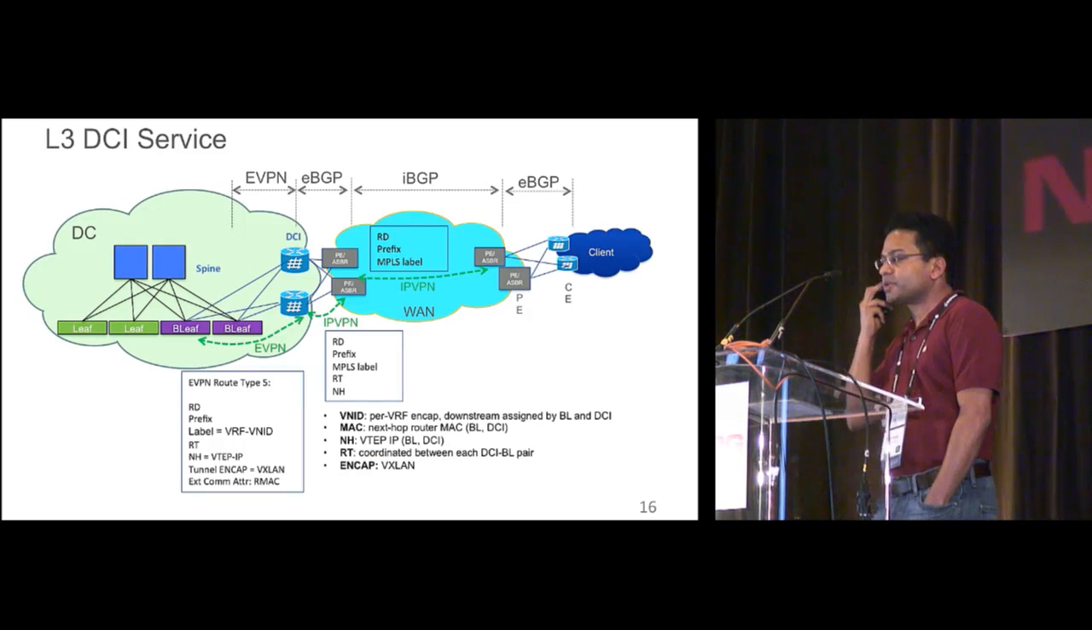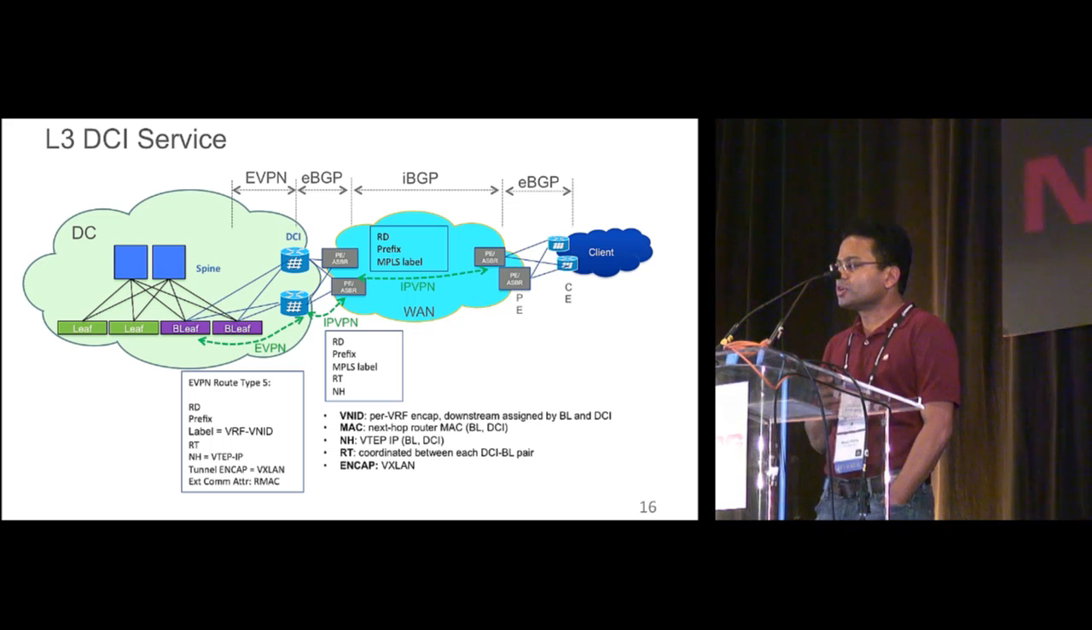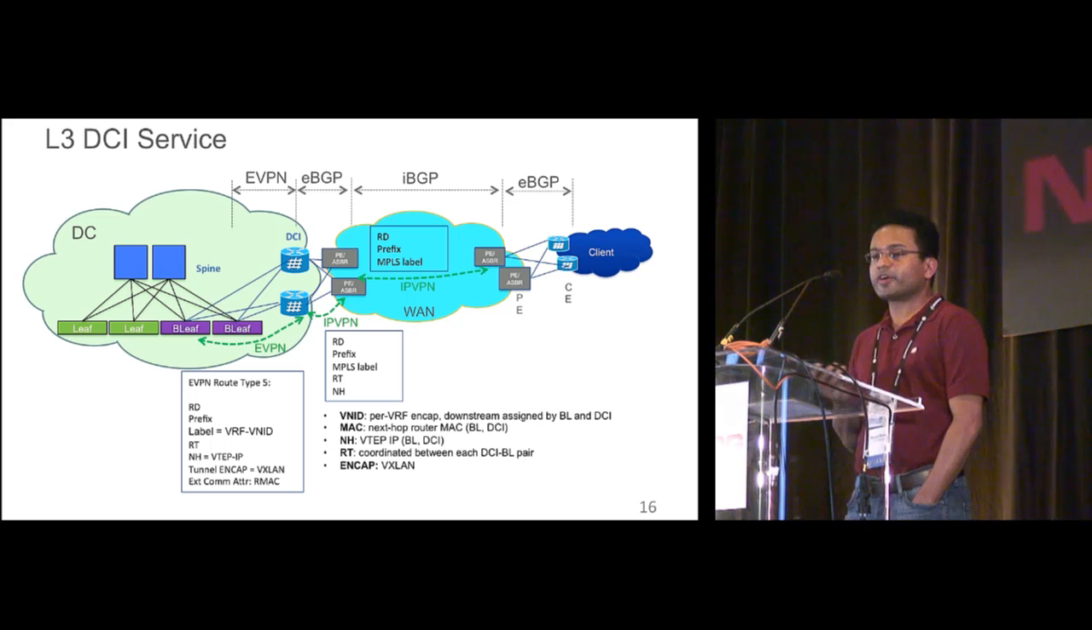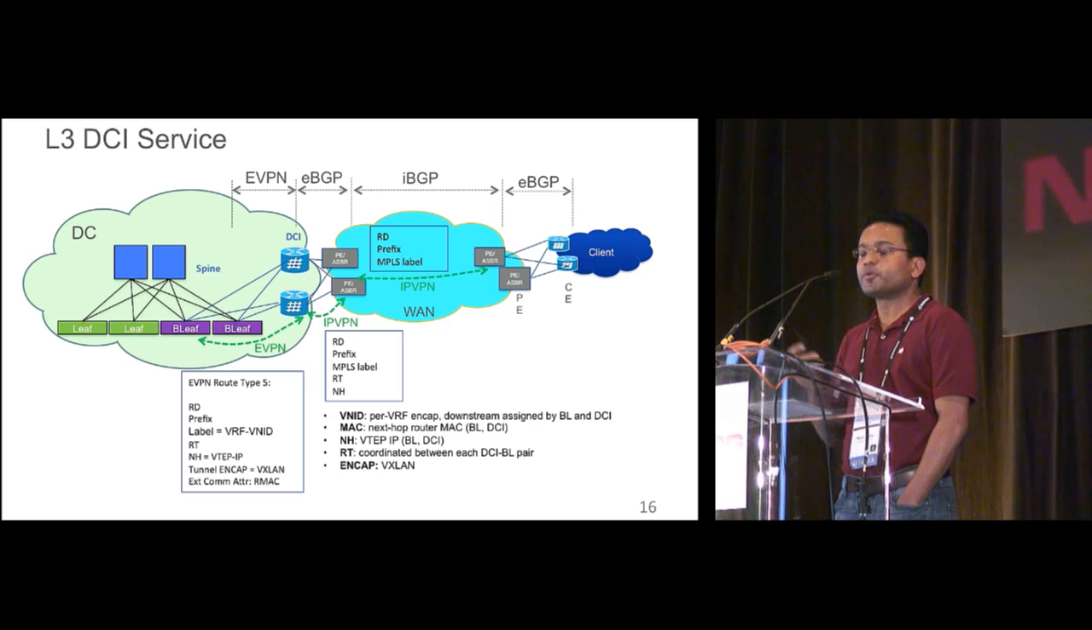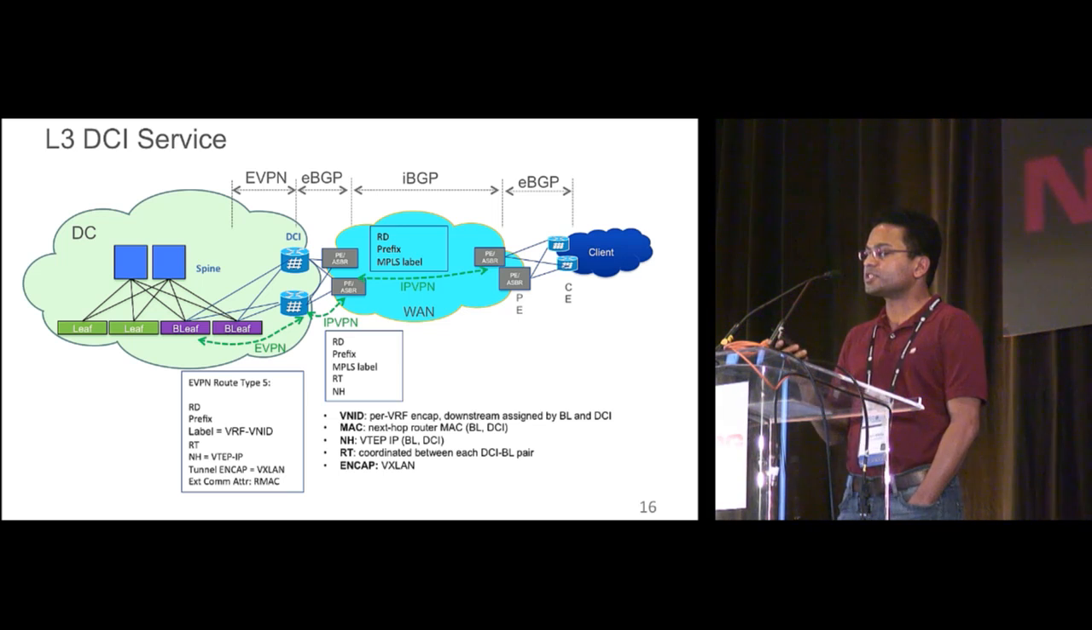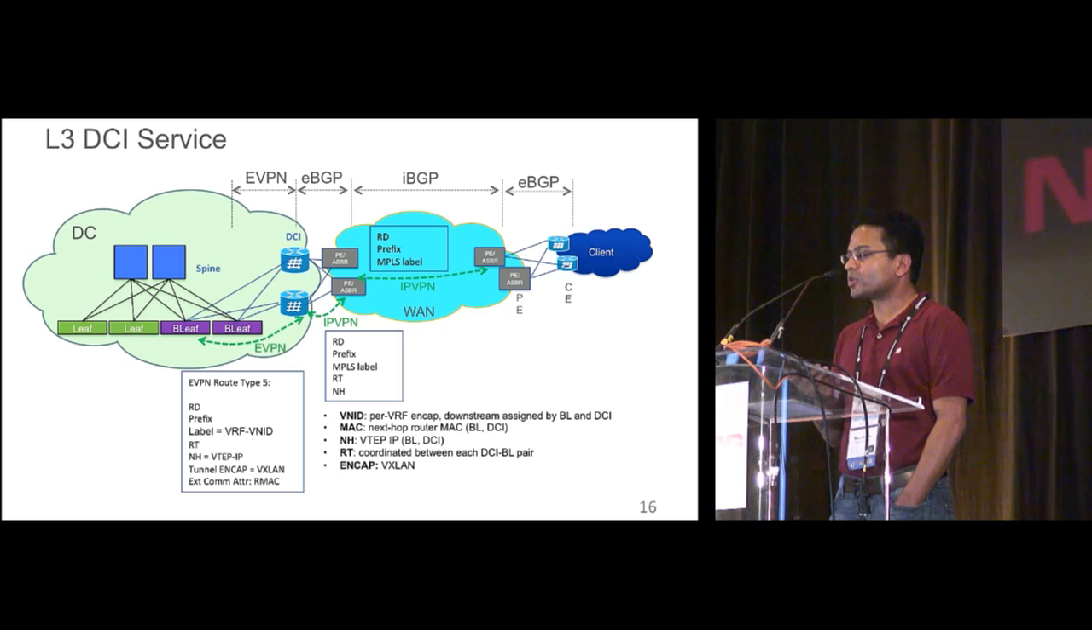So here is an example with the layer 3 DCI service. We have an EVPN route type 5, because that is the one which will bring in the L3 gateway functionality. We need to send this route out over the WAN towards the remote data center. The data center interconnect takes the type 5 route and re-originates it into an MPLS route. The MPLS route will have an RD prefix, MPLS label, RT, and next hops. I think once we go to the next slide, it will give a much clearer picture.